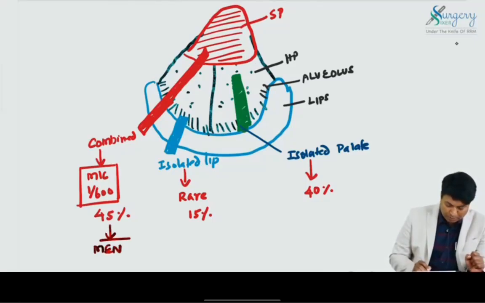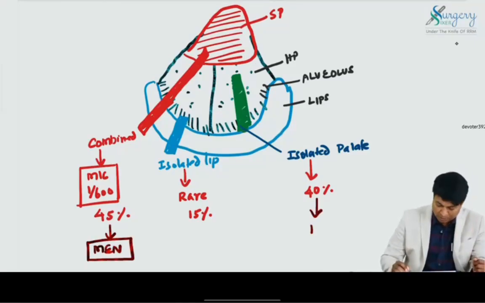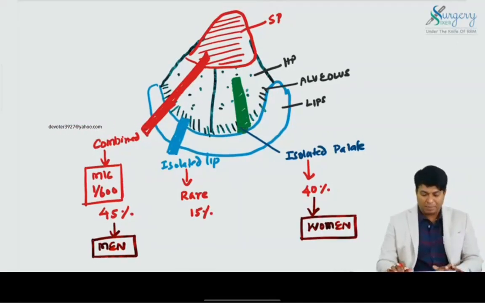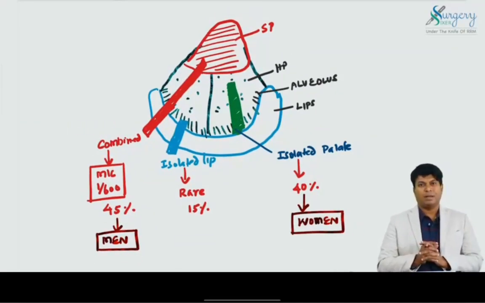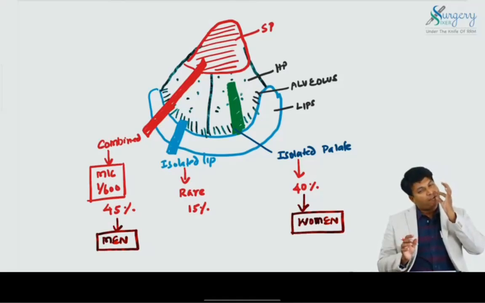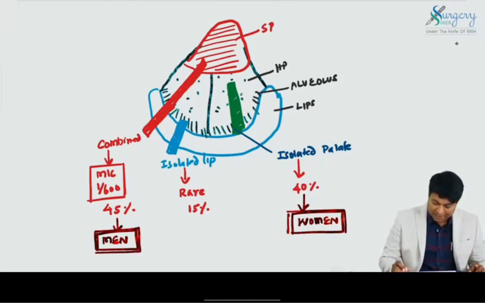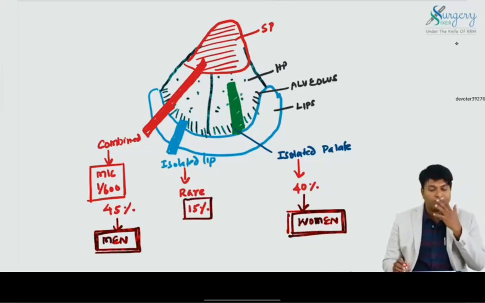Combined cases are more common in men. Isolated palate alone is common in women. So please remember this picture. Very interesting point. If you know this, you can get an MCQ. So please remember, combined cleft lip and cleft palate is most common, and it is most common in men. Isolated cleft palate alone is common in women. It is the second most common type. The rarest type is having only the lip cleft.